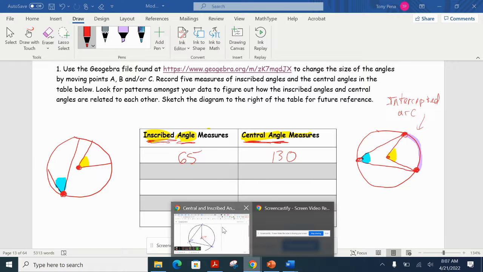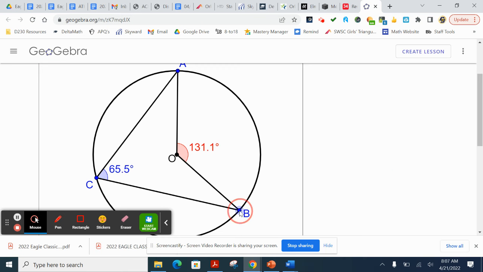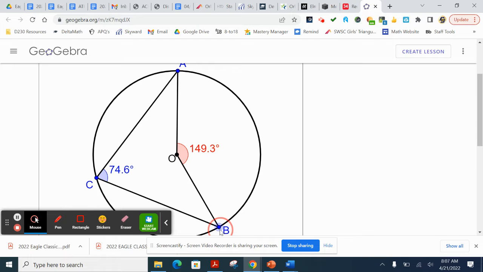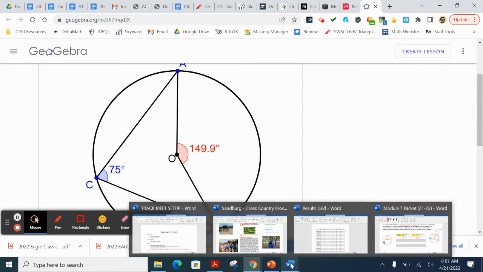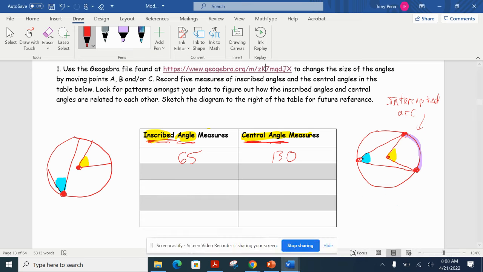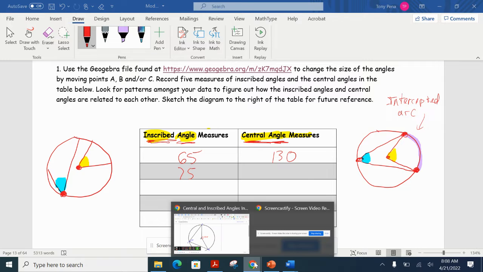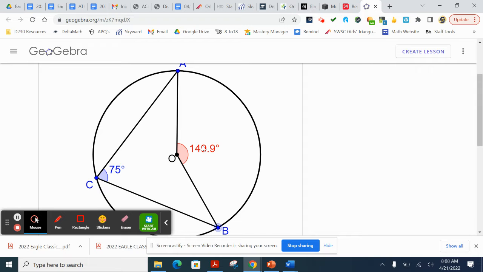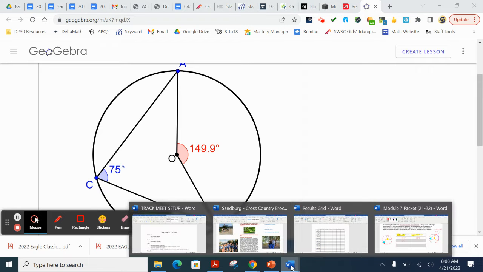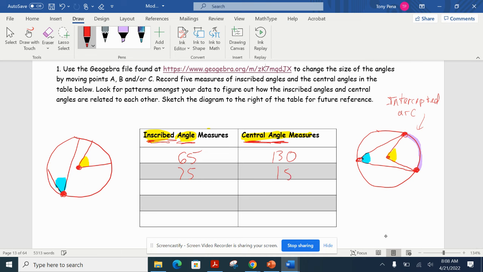All right, let me see if I can get another good one. Let's try 150. Pretend this says 150. That's really, really close to 150. So our inscribed angle is 75. So write that down on our paper. The inscribed angle is 75. And when the inscribed angle is 75, our central angle is 150 degrees. So this will be 150.